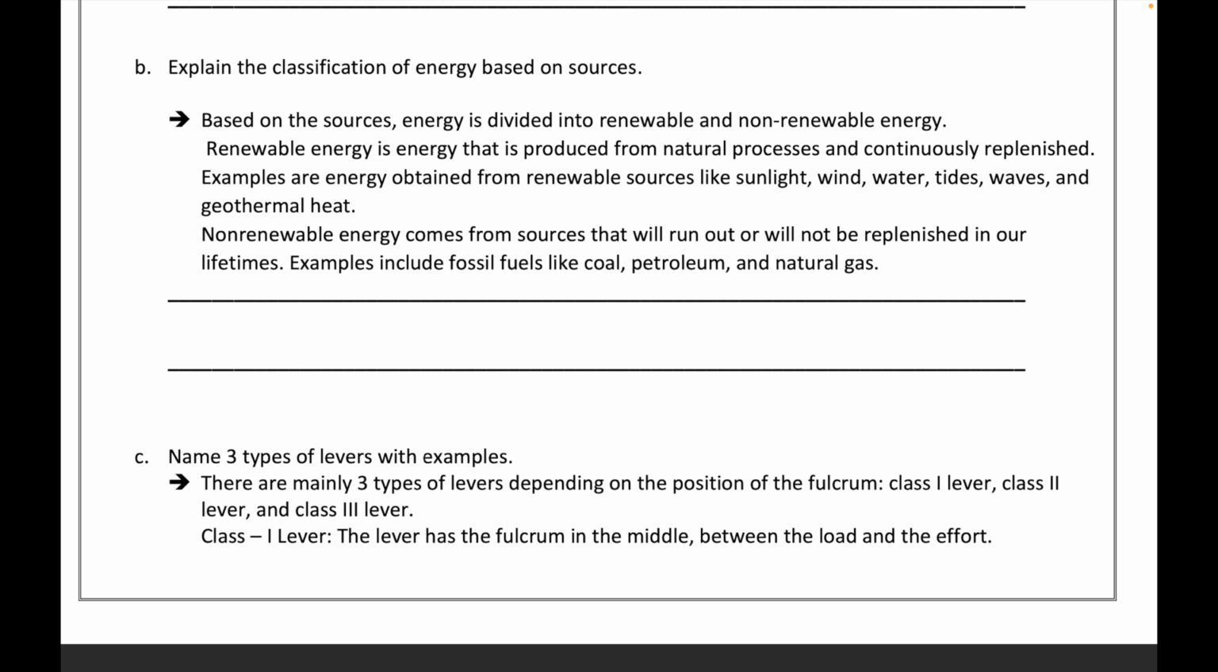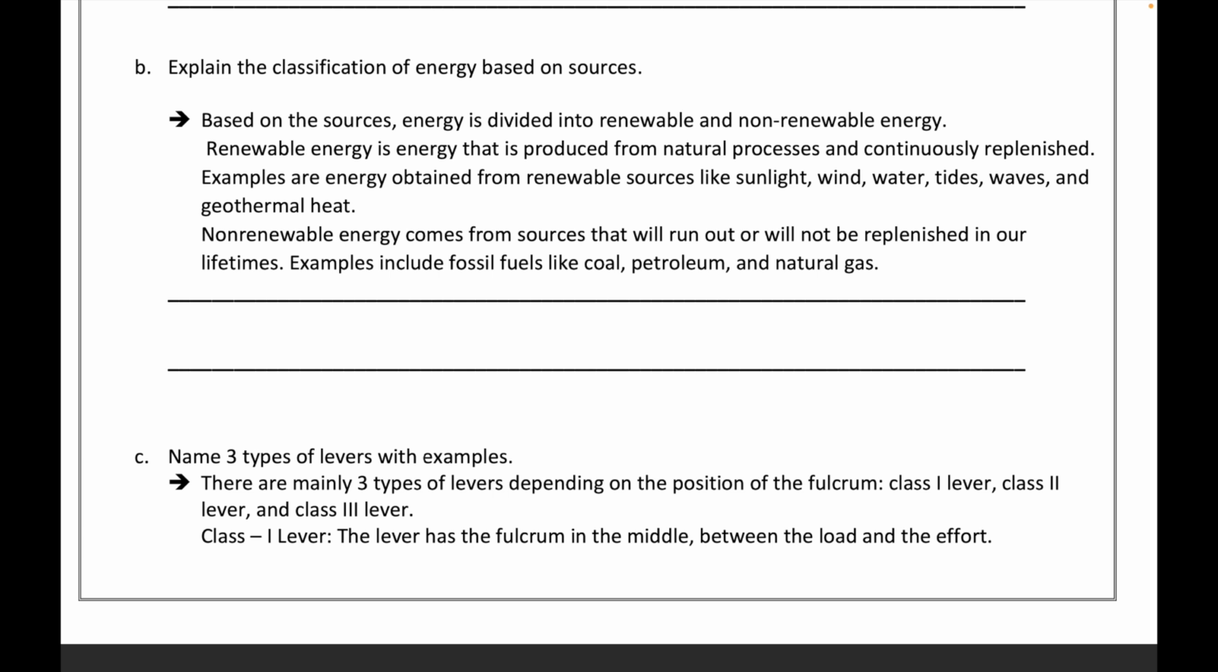Next is explain the classification of energy based on sources. Based on the sources, energy is divided into renewable and non-renewable energy. Renewable energy is energy that is produced from natural processes and continuously replenished. Examples are energy obtained from renewable sources like sunlight, wind, water, tides, waves, and geothermal heat. Non-renewable energy comes from sources that will run out or will not be replenished in our lifetimes. Examples include fossil fuels like coal, petroleum, and natural gas.